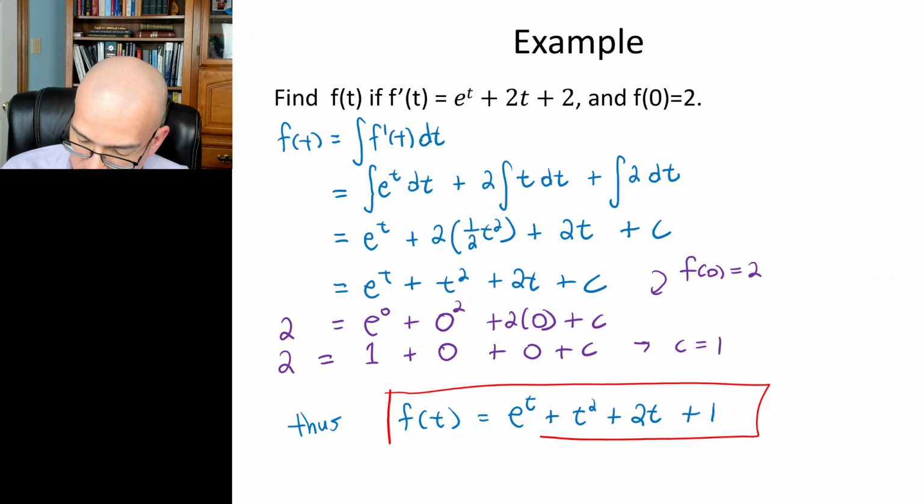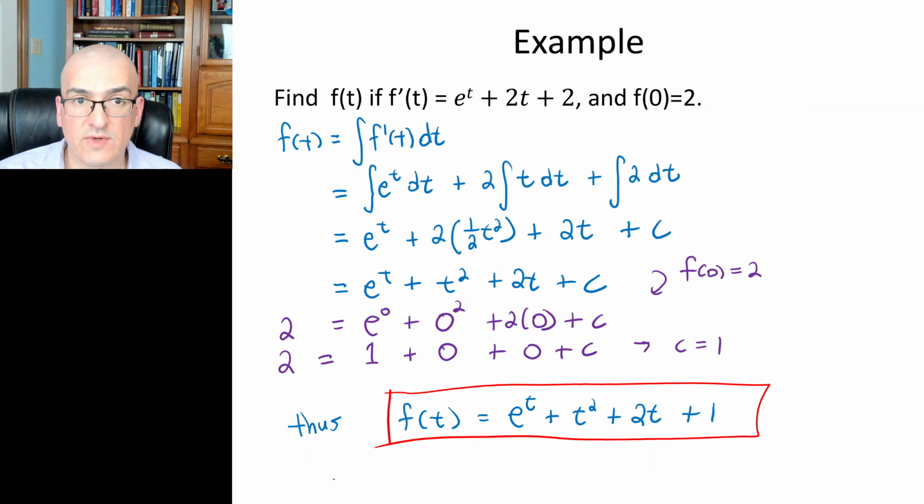And you can imagine an alternative question. What is f of 3?